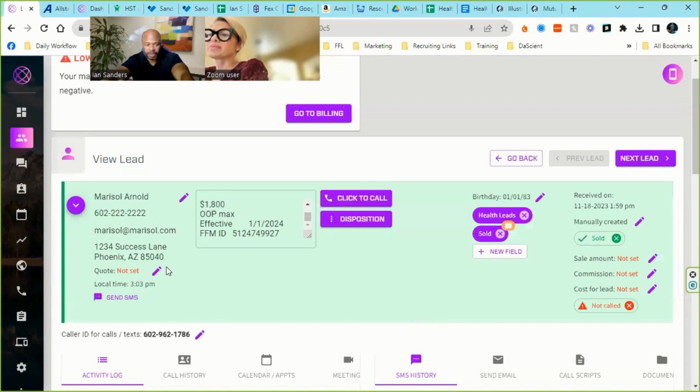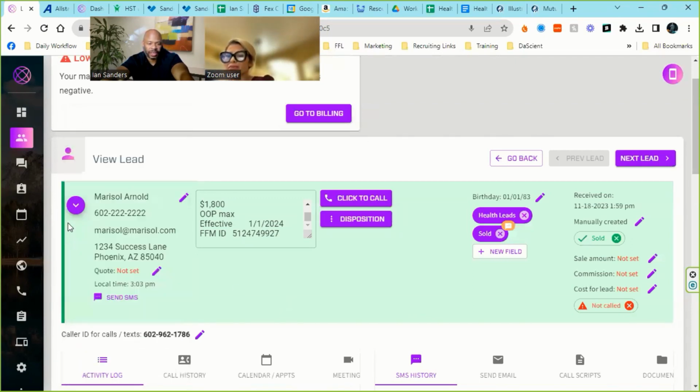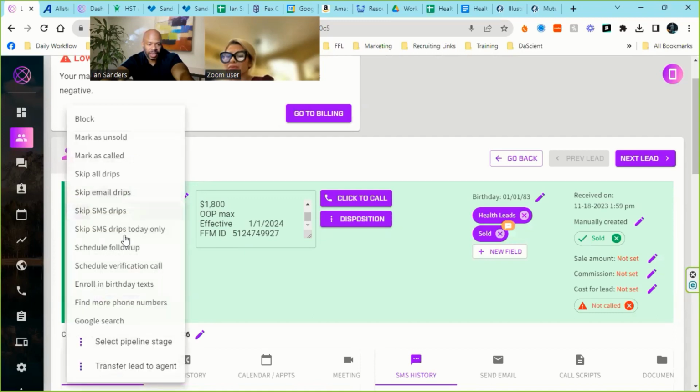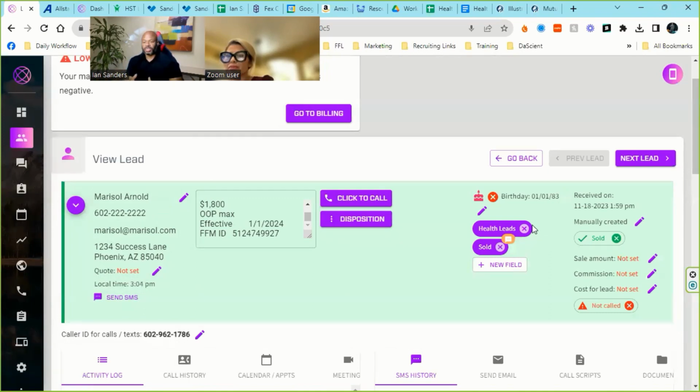The next thing that I'm going to do is go into this part right here, and I'm going to enroll them in the birthday text. So what that does now is on the 1st of every year, it's going to send them a happy birthday type of text to check in with them, because you're going to want to reach out to them a few times throughout the year so that they know, hey, this is my insurance person.